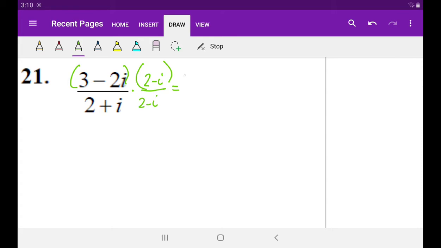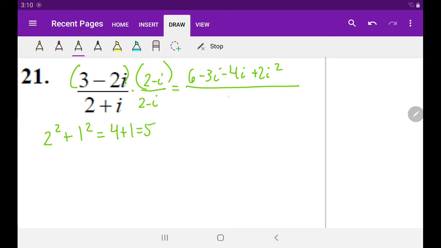So our first, 3 times 2 is 6. My outers, that'll be a negative 3I. My last, or I'm sorry, my inners, that'll be negative 4I. And then my last, that'll be a positive 2I squared. Okay, now we can take our shortcut for our denominator. So first squared, that'll be 2 squared. And then last, well, last is just a number hiding in front of I, which is 1. So 1 squared, so we get 4 plus 1, which is 5.